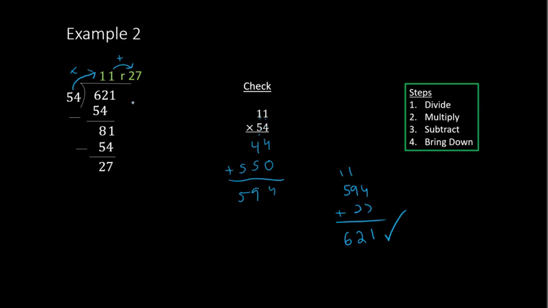So 621, that matches with the dividend. So therefore, we can conclude that our solution is correct. If those numbers did not match, that means our answer was incorrect.